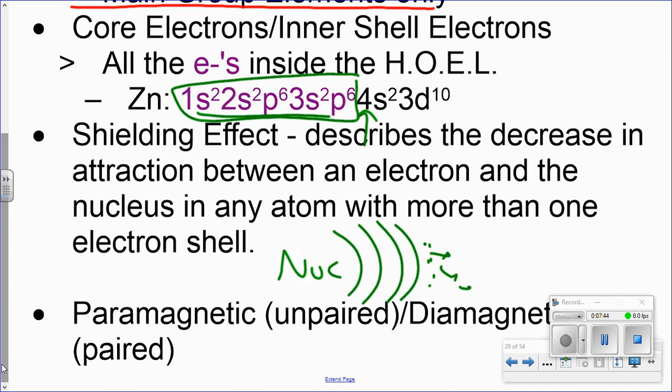Okay, and then you can read what paramagnetic and diamagnetic are. Those are unpaired electrons in the outer shell. Diamagnetic are everything's paired in the outer shell, and I'll talk about that in class.